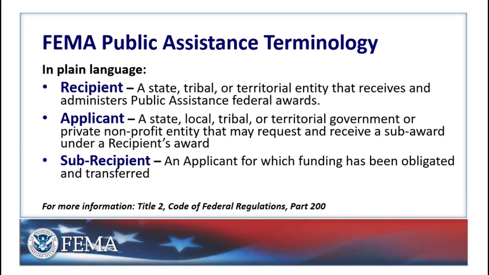FEMA uses the term recipient to mean a state, tribal, or territorial entity that receives and administers public assistance federal awards. FEMA uses the term applicant to mean a state, tribal, territorial, or local government or private nonprofit entity that may request and receive subawards under a recipient's award. FEMA also uses the term subrecipient to mean an applicant for which funding has been obligated and transferred. Title II, Part 200 of the Code of Federal Regulations further discusses these definitions.